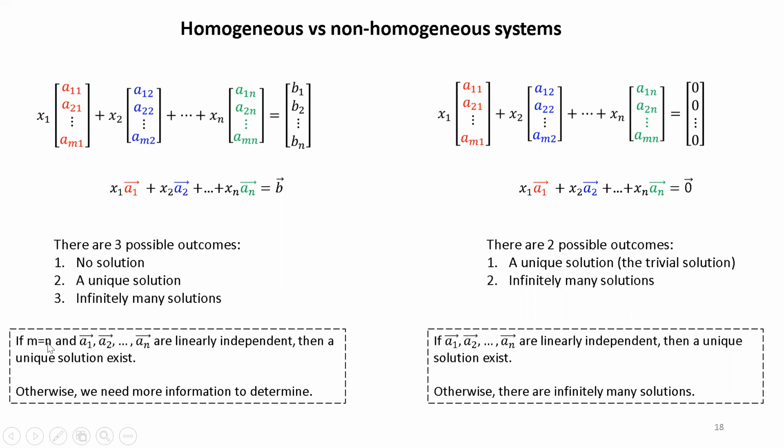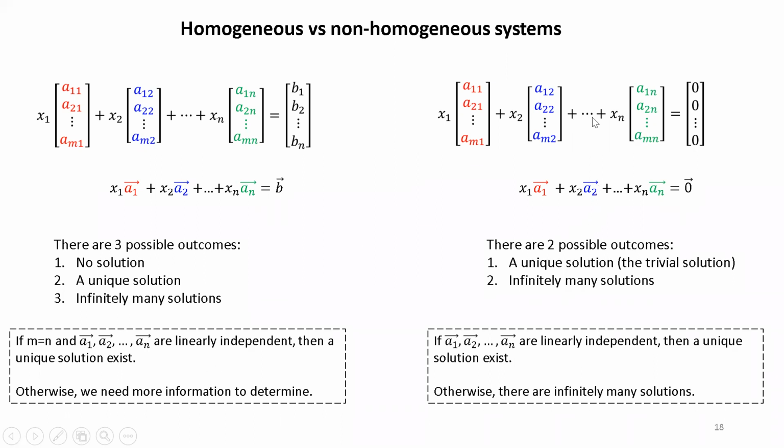If m equals n, so that means, right, 2 by 2 system or 3 by 3 system, m equals n. Then in this case, if m equals n, and also if your n vectors are linearly independent, then a unique solution will exist. Okay. Otherwise, if m is not equal to n, right, we need more information to determine.